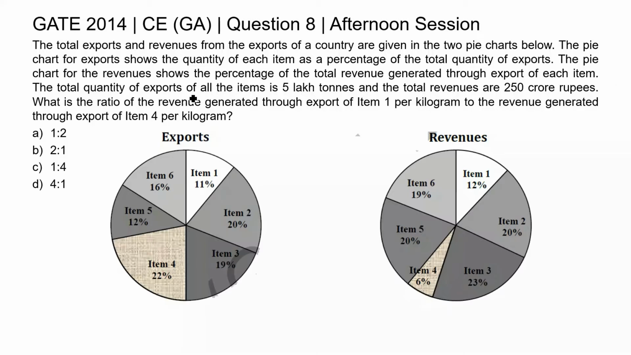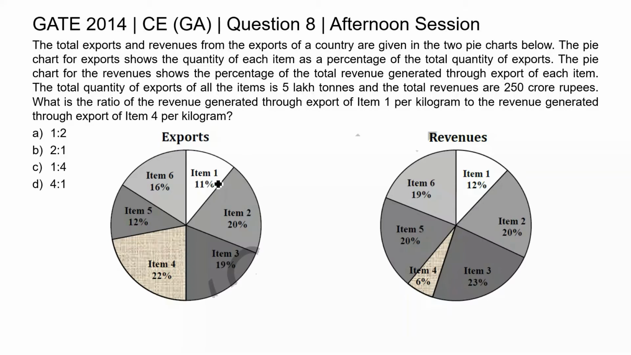The total quantity of export of all the items is 5 lakh tons and the total revenues are 250 crore rupees. What is the ratio of the revenue generated through export of item 1 per kilogram to the revenue generated through export of item 4 per kilogram?